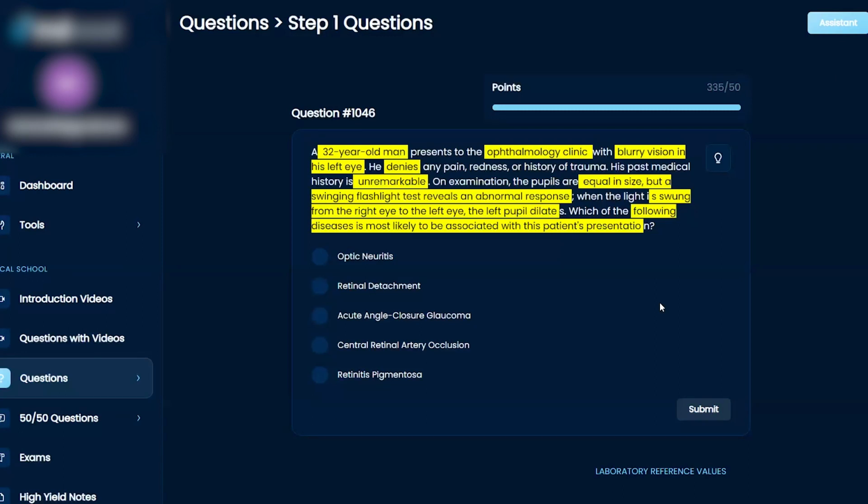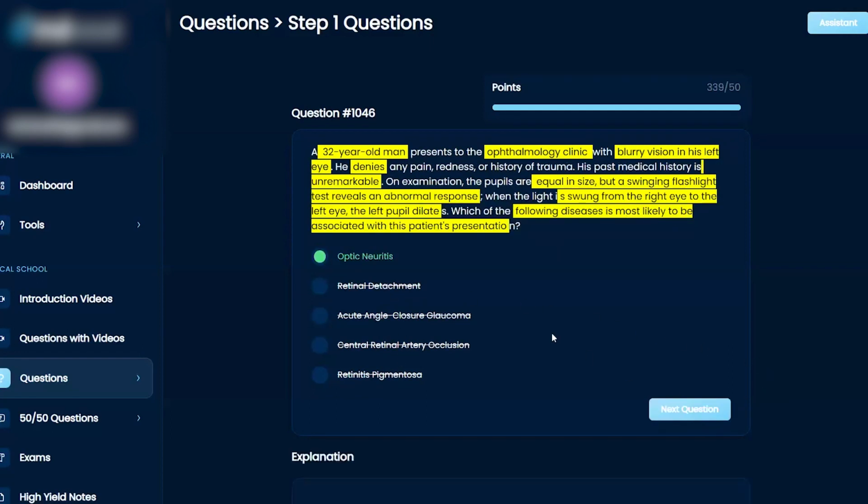Optic neuritis. I do associate acute angle closure glaucoma, I would also associate with some form of papilledema. Retinitis pigmentosa and optic neuritis would be the last two choices. And I would probably narrow it down to optic neuritis due to the presentation. Okay, final answer.